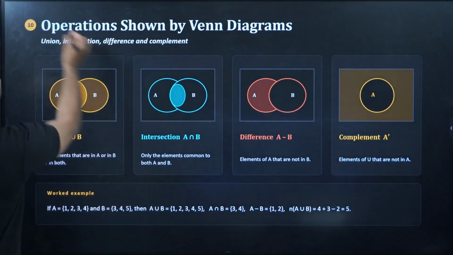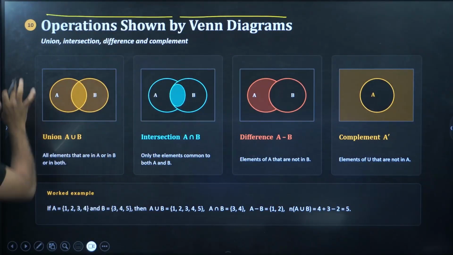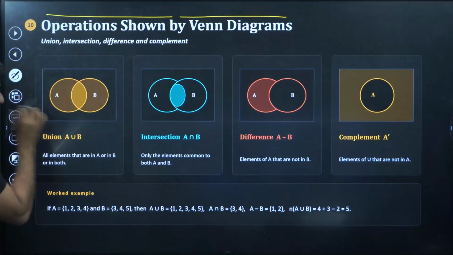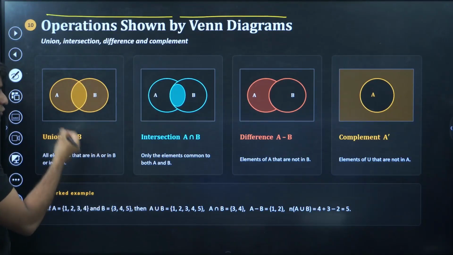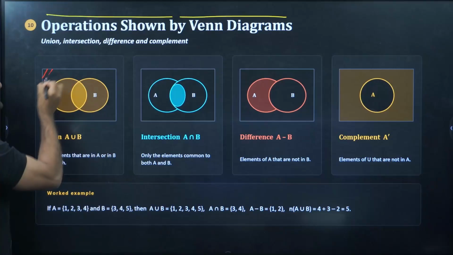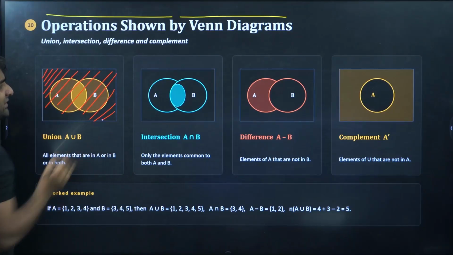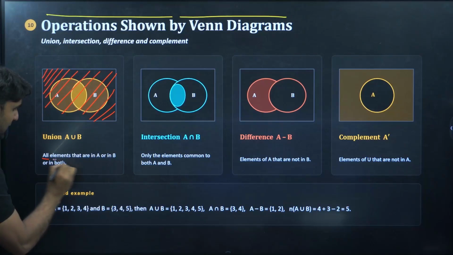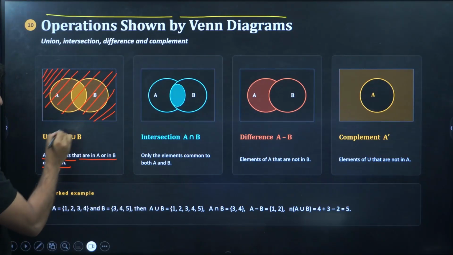Operations shown by the Venn diagram. There are a few operations, guys. Listen, everyone. This is set A, this is set B, and if we talk about union, what is called union? Please look at the red part. Union means all elements that are in set A or in B or both. So this is called A union B.